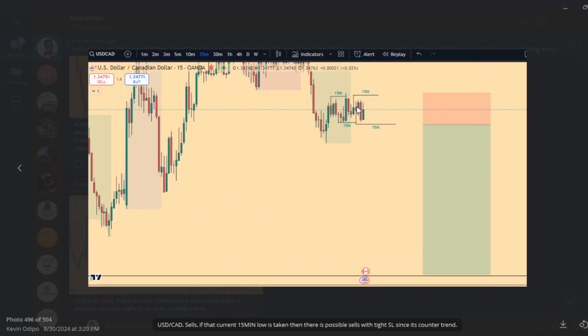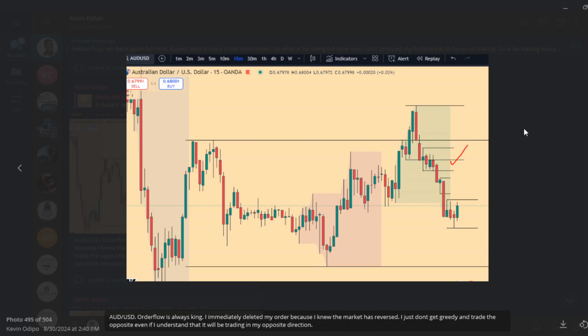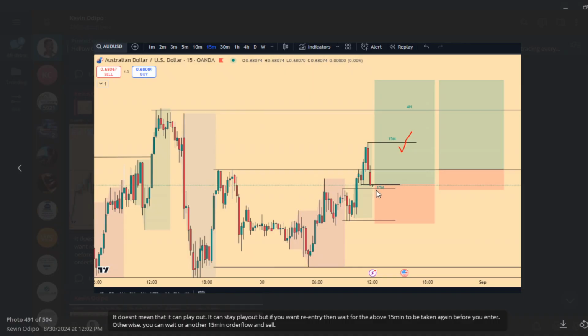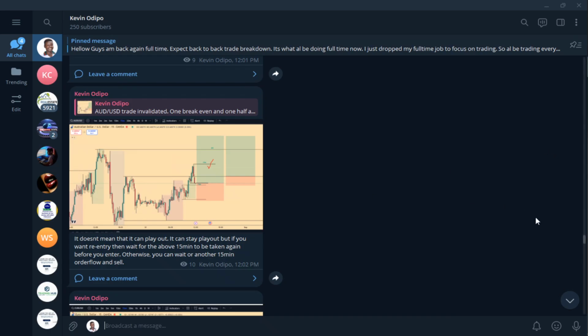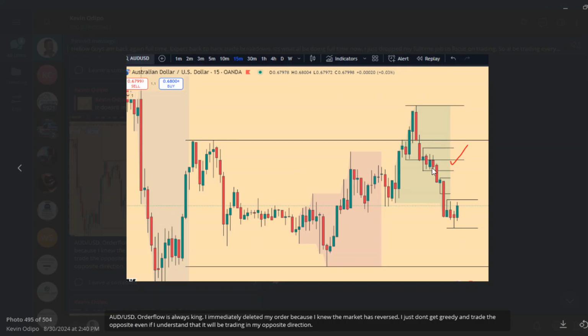I tell you where the market should never reach, like this one. Also, this one was a buy that we wanted to take, and when market came here to break even, we knew that this market had turned bearish, and that is why you see it sold from this point just by following order flow.